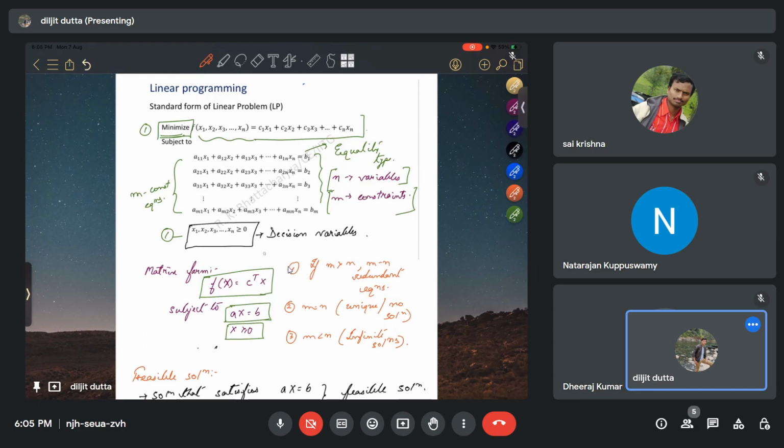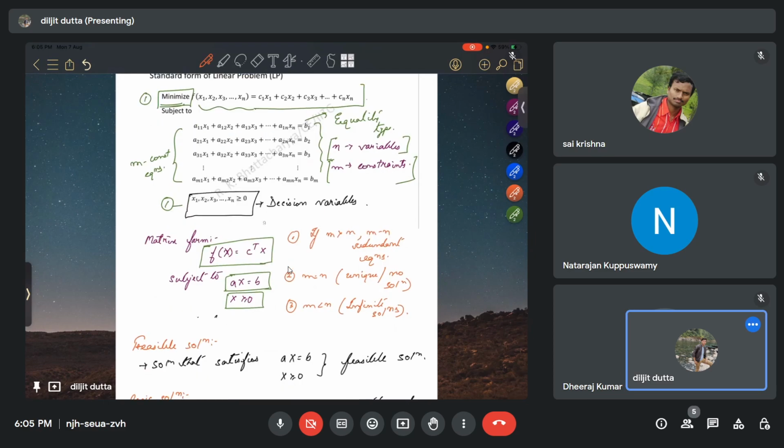Linear programming is optimizing a linear problem subject to constraints which are also linear. The number of constraints and the number of variables can be equal, or the number of constraints may be greater than the number of variables, or less than the number of variables. Based on these three situations, there are three possible solution scenarios. One is when m is greater than n, where m is the number of constraints and n is the number of variables. In that case there will be m minus n redundant equations, so we can ignore those and solve based on the remaining equations.